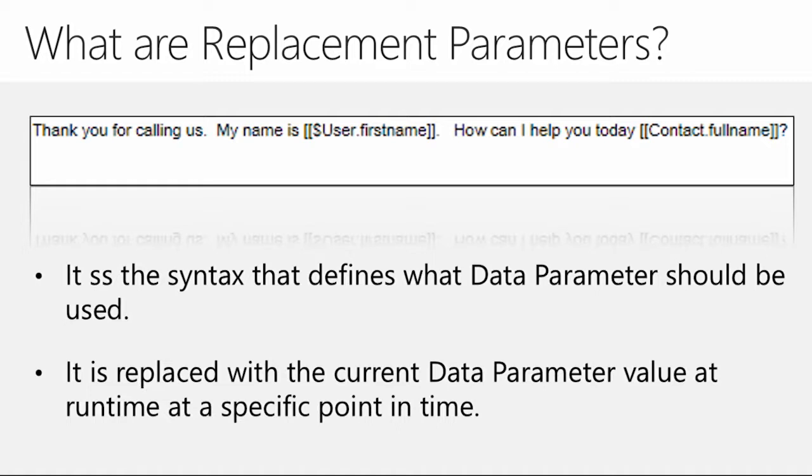Then, when this instance runs, it goes out and looks for an applicable data parameter to actually replace that item at that particular point in time. So you define the replacement parameters inside the application and say, this is what I want to replace, and this is where I want to get it from. In this case, the replacement parameter is going to grab the first name from the user who's logged in, and then their first name. It's going to grab the full name of the contact from the contact hosted control, and then the full name of the contact at that point. Now, that's the replacement parameter piece.